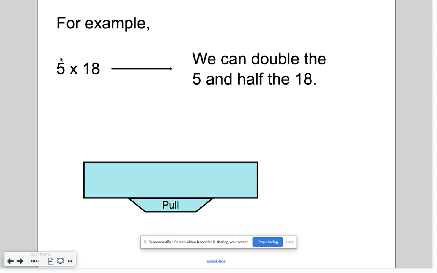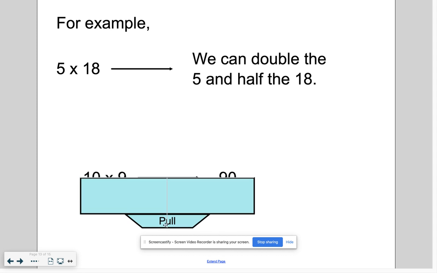Well, I would double my 5 because if I double 5, I get 10. And 10 is a friendly number. All I have to do, if I double the 5 to 10, is figure out what half of 18 is. And if you know your 2 times tables, you know that 2 times 9 is 18. Half of 18 is 9.